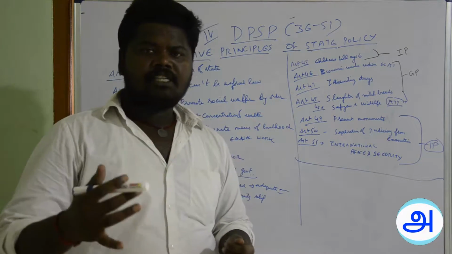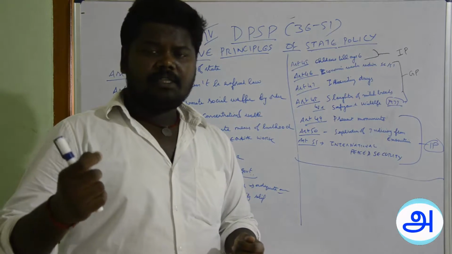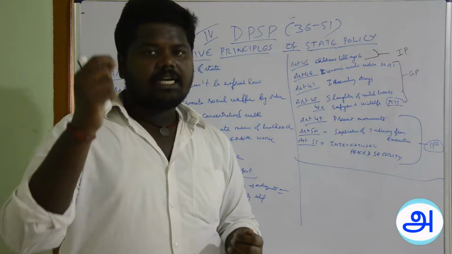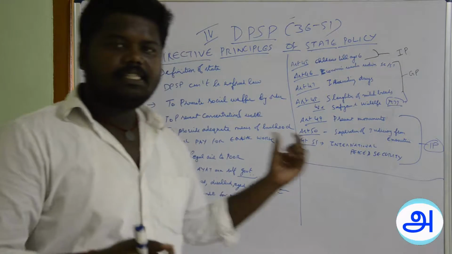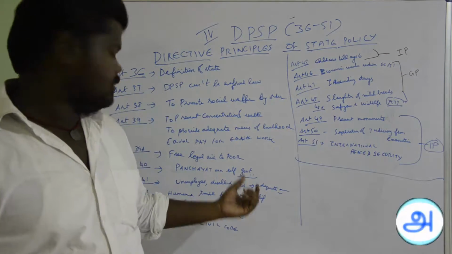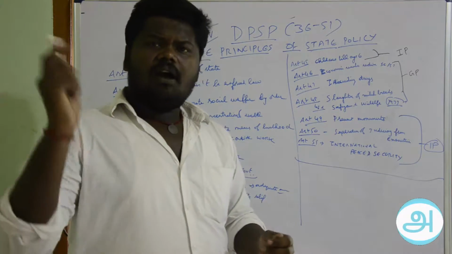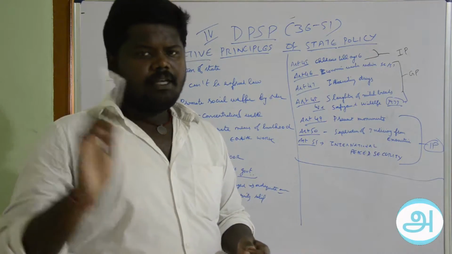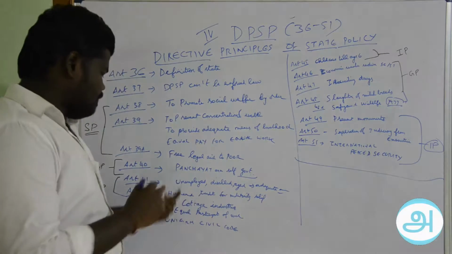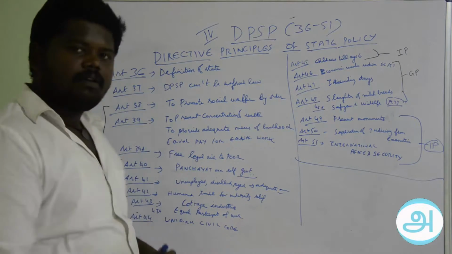As per Gandhian principle, each and every unit of growth will start from the village. So he is saying Panchayat should be a unit of self-government, by Article 40. Article 41: all the unemployed and disabled should be given support. See, from 40 onwards, I will tell a trick.